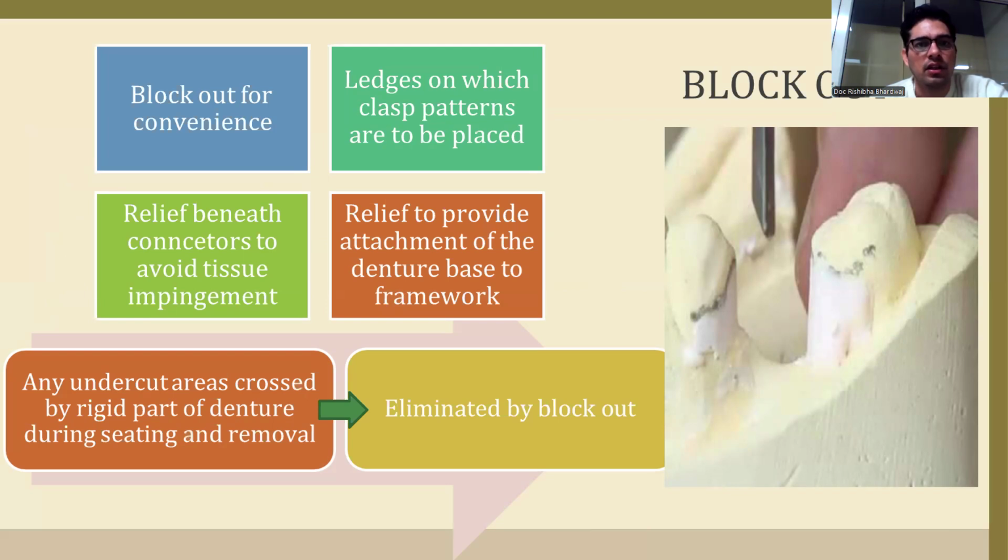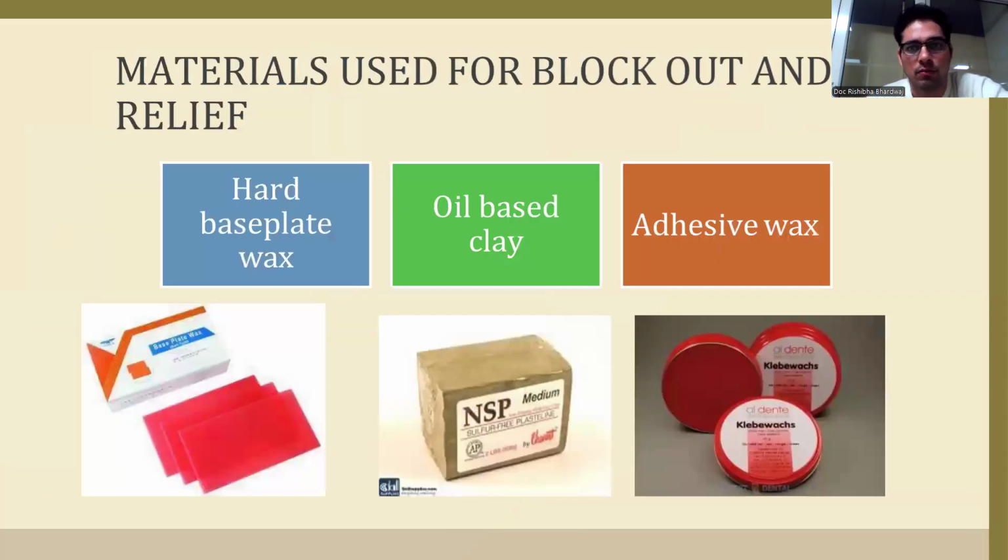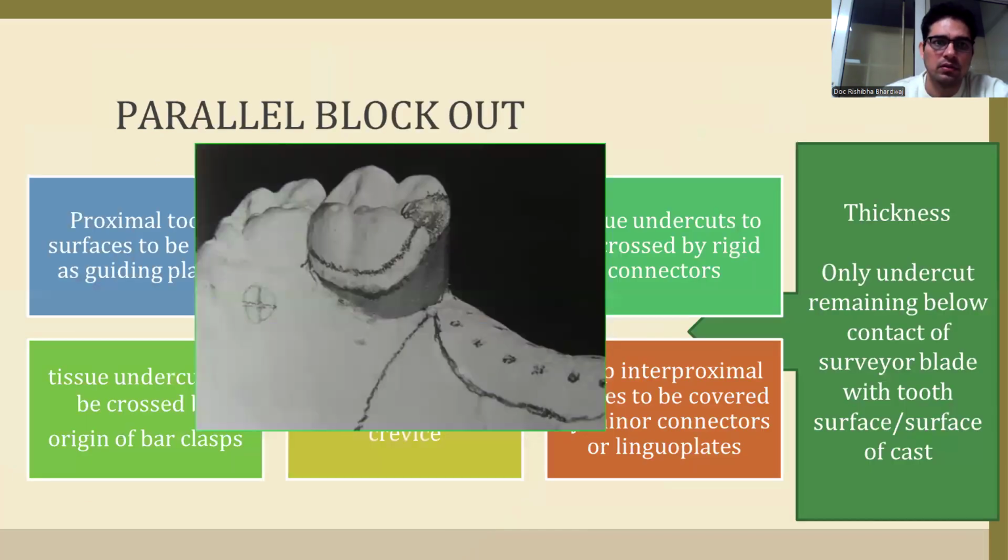Ledges on which the clasp patterns are to be placed. Relief to provide attachment of the denture bases to the framework. Any undercut areas crossed by the rigid part of the denture during seating and removal are eliminated by the blockout. Materials used for blocking out and for relief: hard base plate wax can be used, oil-based clay we can use, and adhesive wax can also be used to block out.